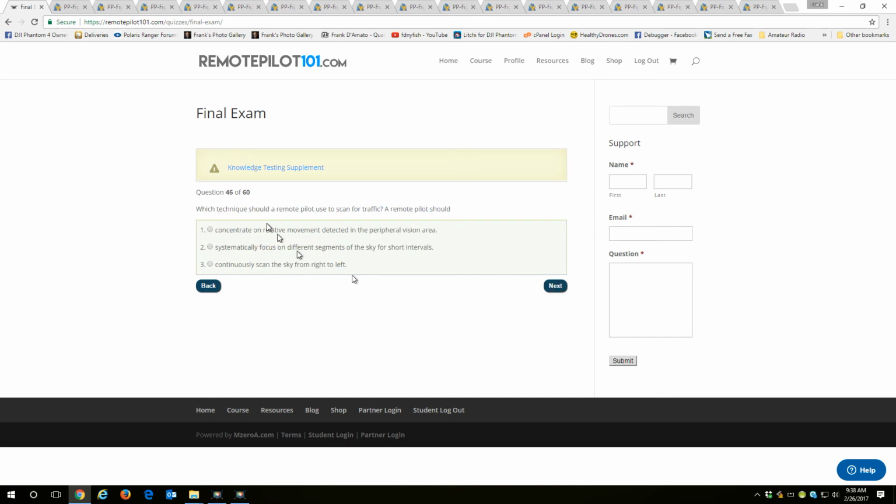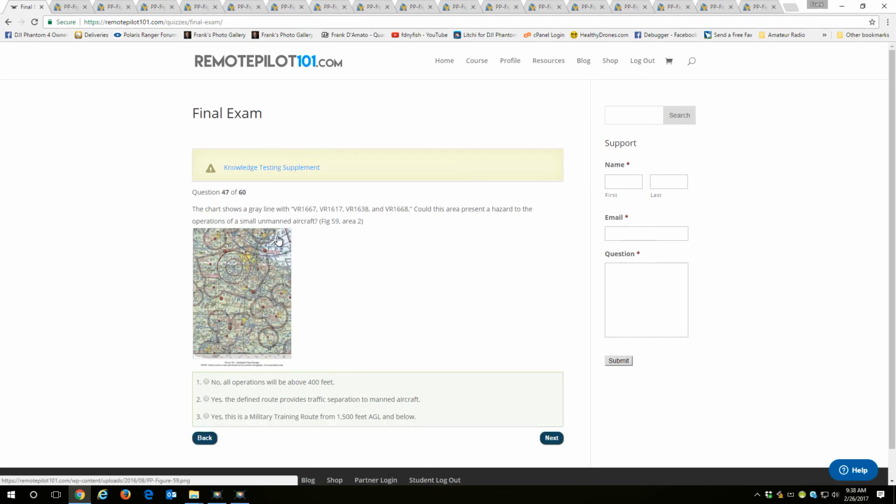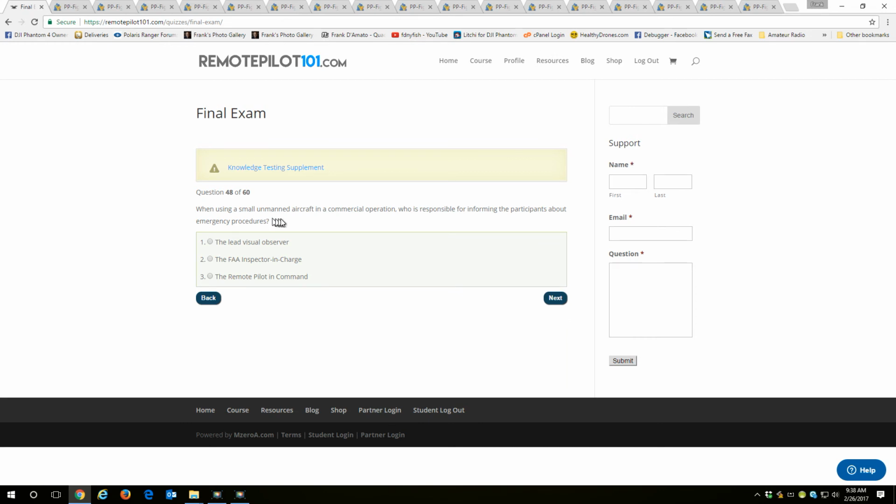What technique should a remote pilot use to scan for traffic? Systematically focus on different segments of the sky, in short intervals. The chart shows a gray line; this could be a hazard to operating small unmanned aircraft. That's military training around 1500 and above. When using a small unmanned aircraft in a commercial operation, who is responsible for informing participants about emergency procedures? Remote pilot in command.